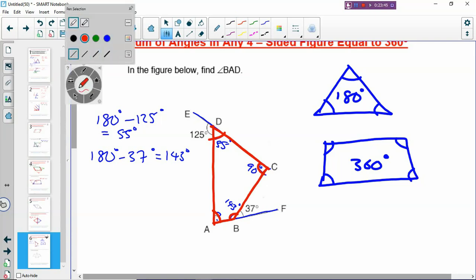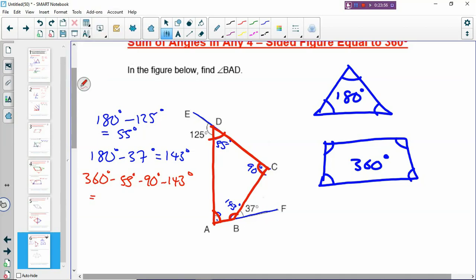I take 360 minus 55 minus 90 and minus 143, and you will get the angle BAD. So what's the angle? 360 minus 55 minus 90, and you minus 143, so that question mark will be 72 degrees. And whatever answer you found, you put inside your picture, so it looks clearer, right? So that's the property, sum of angles in a four-sided figure.